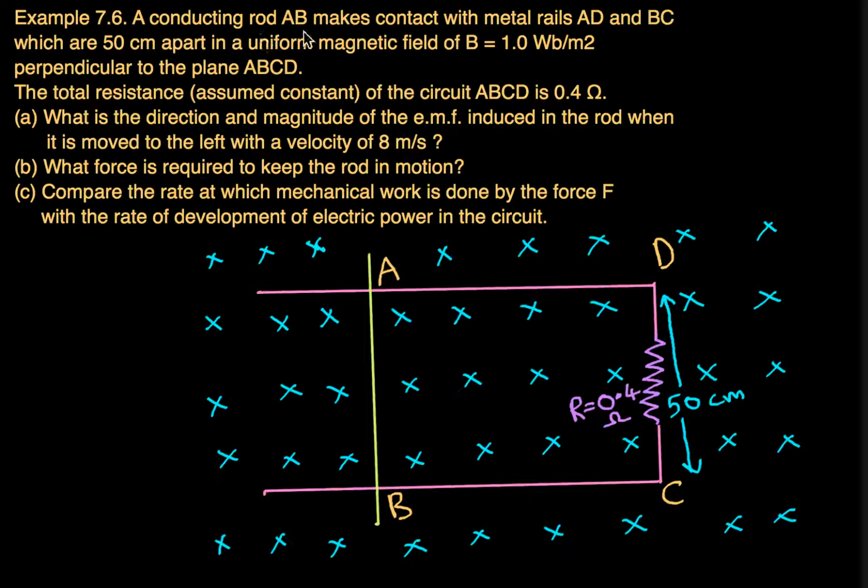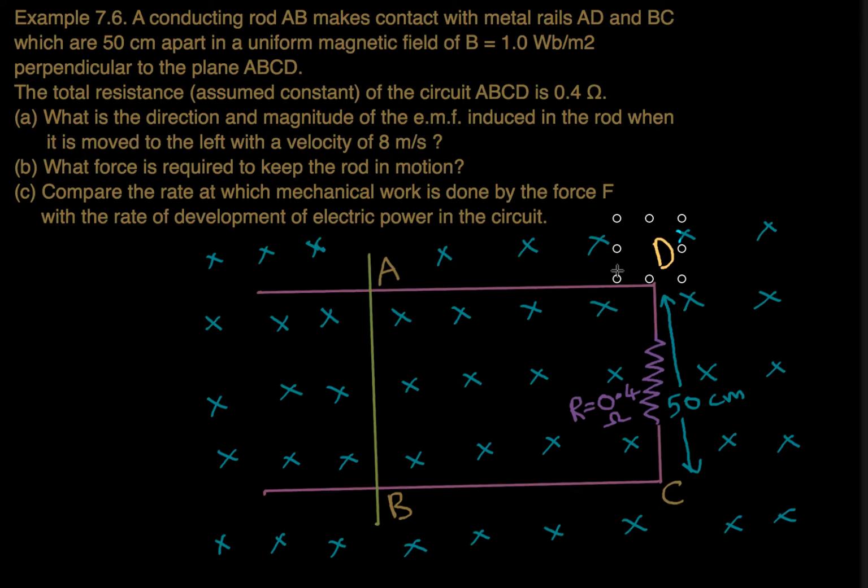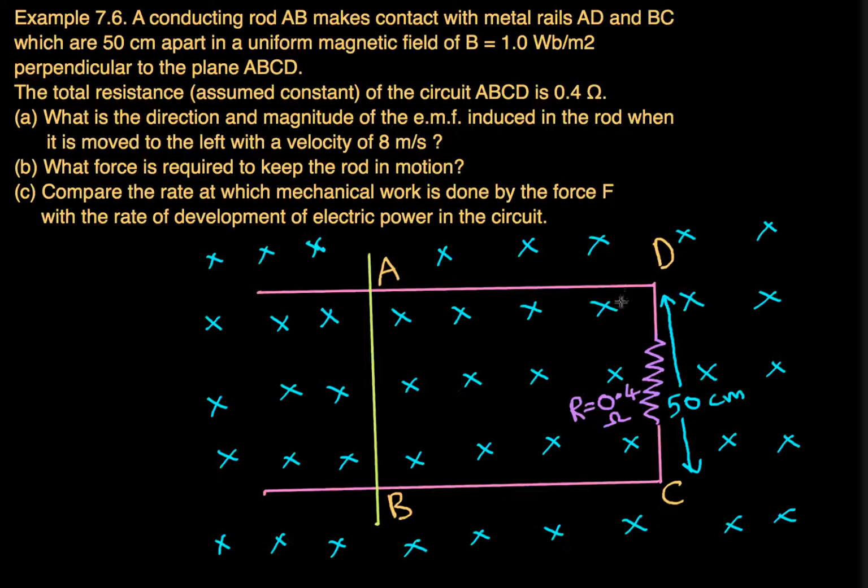A conducting rod AB makes contact with metal rod AD. So, if you go to the diagram, what do we have here? Let me do some markings. This is a metal rod. This A to D is a metal rod.